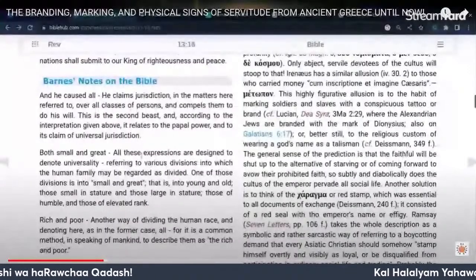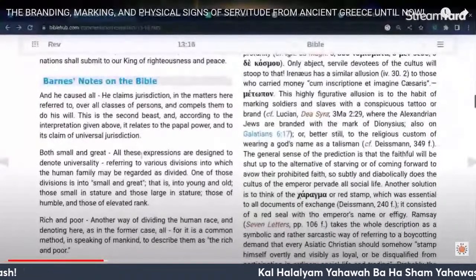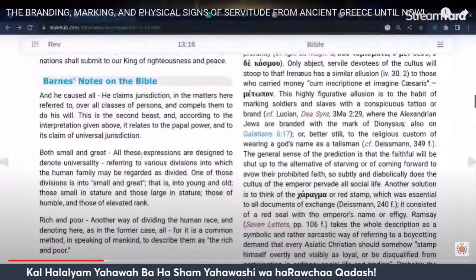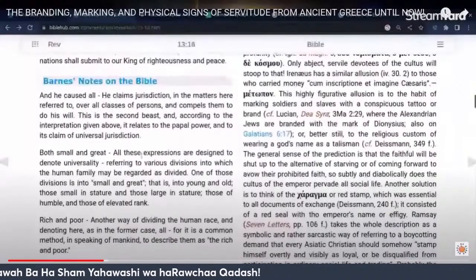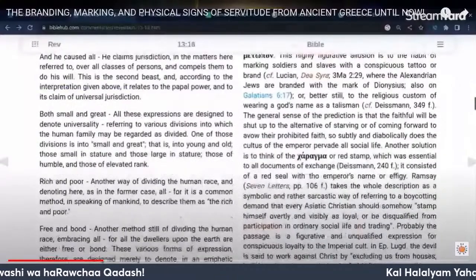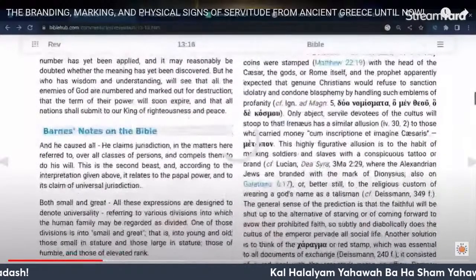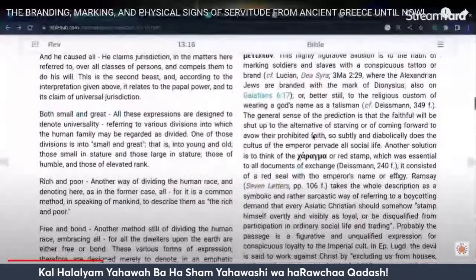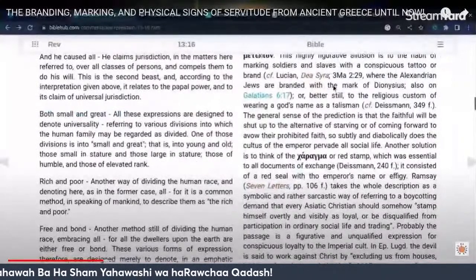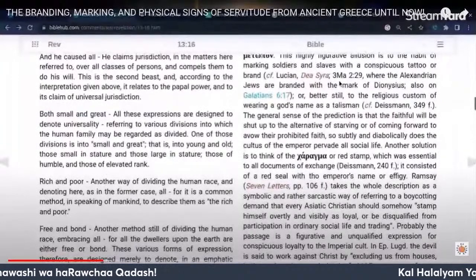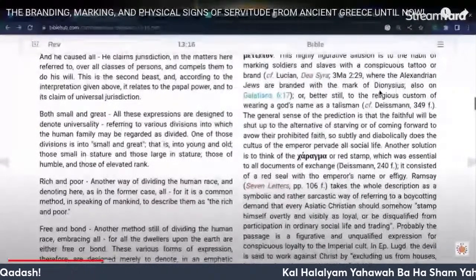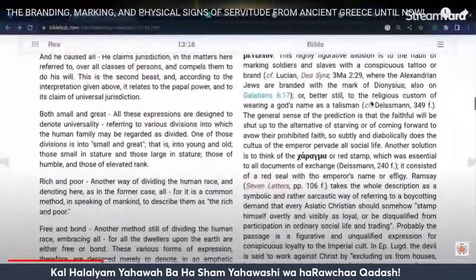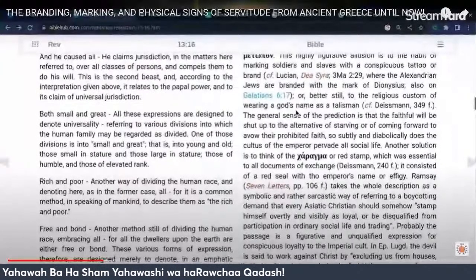Yeah, so it says on the right side, only objects servile devotees of the cultists will stoop to that. It says to those who carried money. So you're not going to have to carry money anymore. Going down, it says Jews are branded, in Third Maccabees 2:29, where the Alexandrian Jews are branded with the mark of Dionysus. Also Galatians 6:17, it says, better still, to the religious custom of wearing a god's name as a talisman. You can look that up.